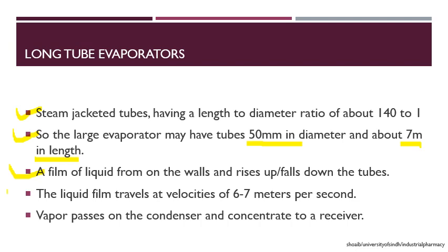Next, the film travels at a velocity of 6 to 7 meters per second. The film formed in the 7 meter tube gets a velocity that may be up to 6 to 7 meters per second. Vapors pass onto the condenser and concentrate into the receiver. As the vapors move up along the tubes, finally they will be collected into a condenser connected to a receiver.